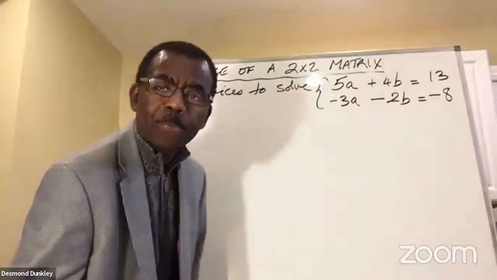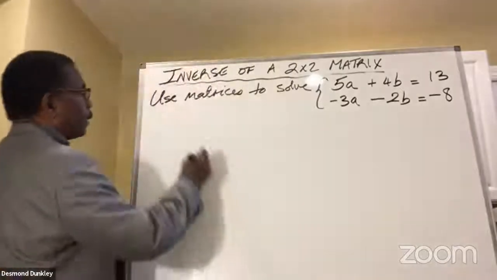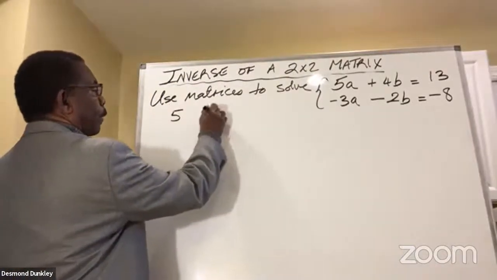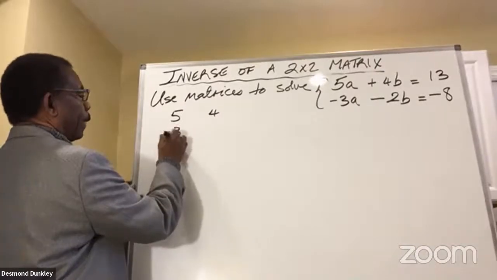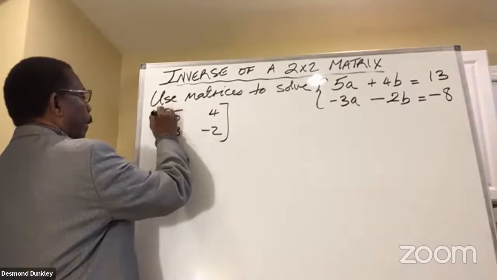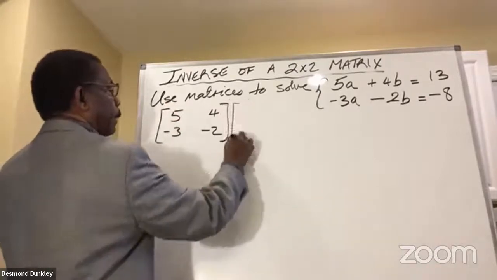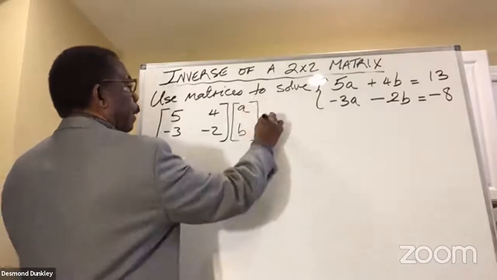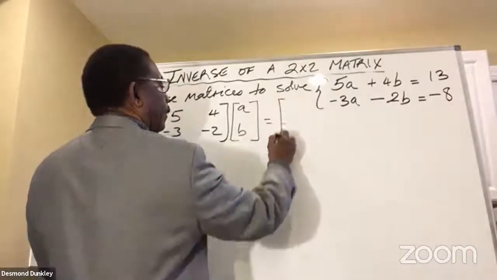Okay, first step is to write the matrix equation. So it's going to be 5, 4, negative 3, negative 2 times a, b. Is that equal to 13?